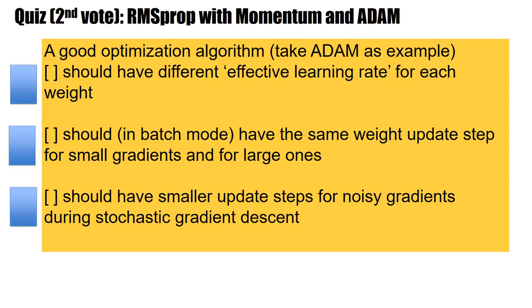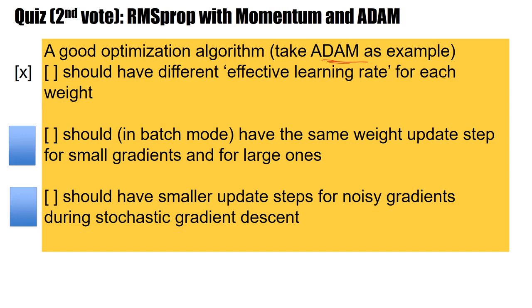So let's finish with the quiz. Let's take RMSprop as an example, or let's take Adam as an example. A good optimization algorithm should have different effective learning rates for different weights. Do you think that this is correct? Yes, this is correct. This is implemented by RMSprop with Nesterov momentum. This is implemented by Adam, and it's the momentum itself which already gives different update speeds, effective learning rates for each component.